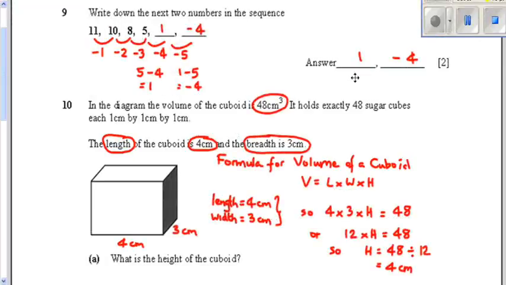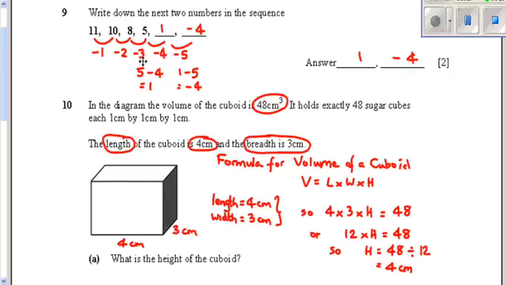Okay, so here's question 9. The next two numbers in the sequence. So again, make sure you start off with the first number. See what's the difference from 11 to 10 is minus 1. From 10 to 8 is minus 2. From 8 to 5 is minus 3. So you can see the pattern now.